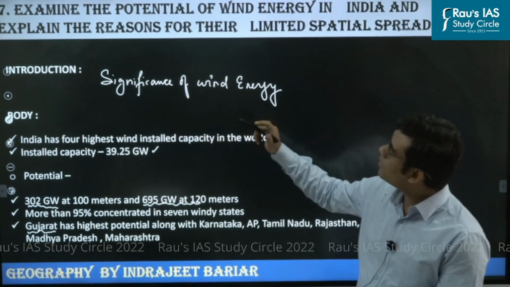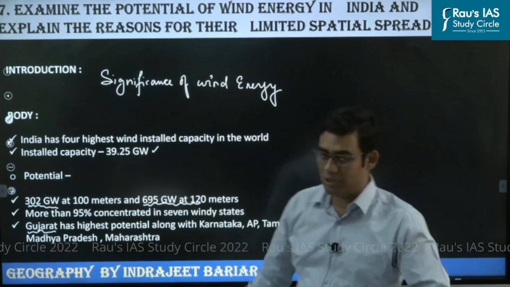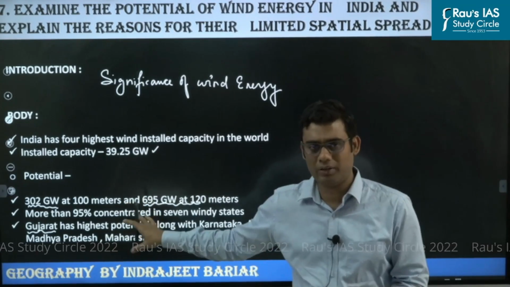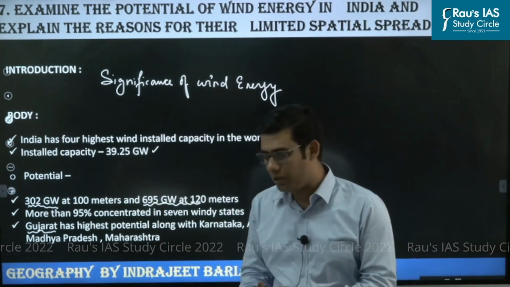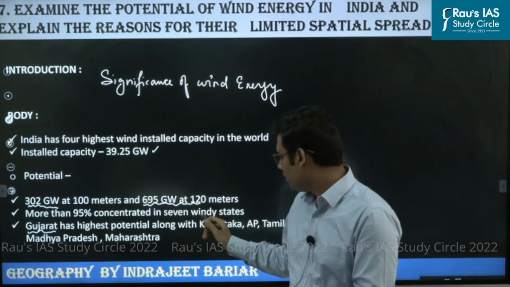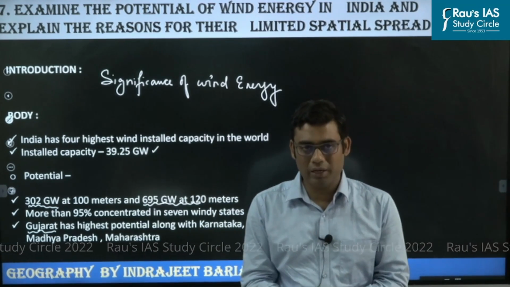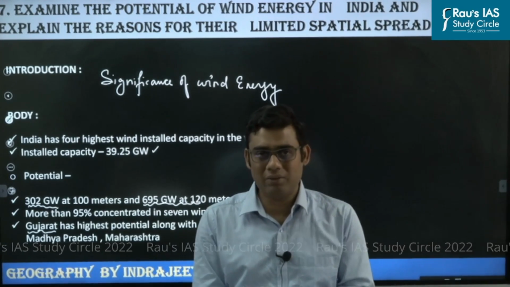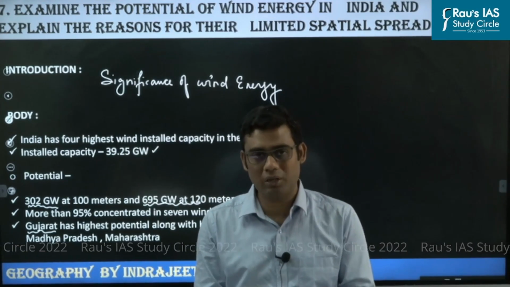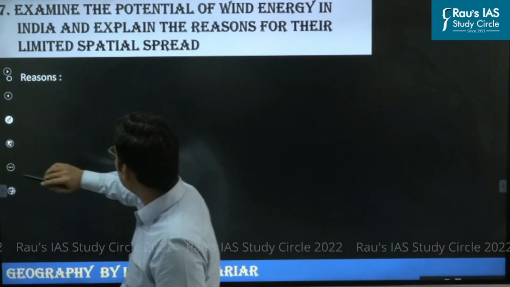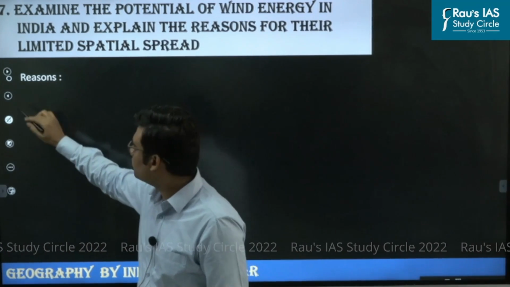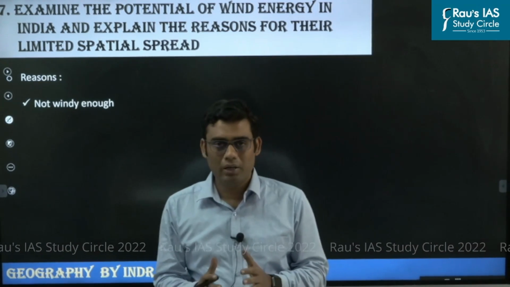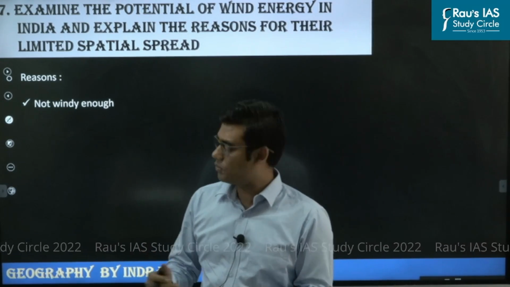The second part of the question asks me to explain the reasons for their limited spatial spread. And part of the answer lies here itself, in why it is concentrated in only 7 windy states. I have told you this idea that it requires substantial wind speed, and that's one of the reasons why there is limited spatial spread in the potential. So when I think of the reasons for limited spatial spread, the first reason is that every region in India is not windy enough. It does not have substantial wind speed.